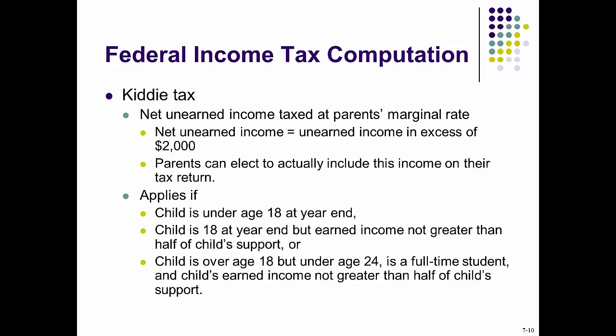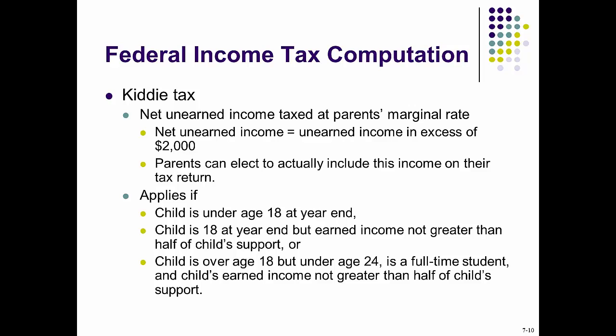and is a full-time student during the year, and the child's earned income does not exceed half of the child's support, excluding scholarships. If the kiddie tax applies, children must pay tax on their net unearned income at their parents' marginal tax rate rather than at their own marginal tax rate, unless the parents' marginal tax rate is less than the child's marginal tax rate. Net unearned income is the lesser of two amounts. One, the child's gross unearned income minus $2,000. Or number two, the child's taxable income. The child is not taxed on more than their taxable income.